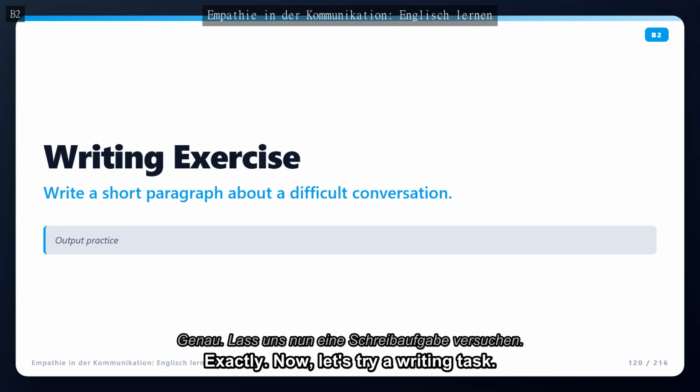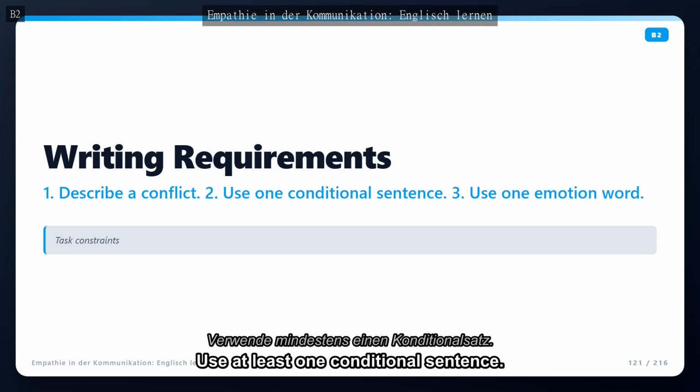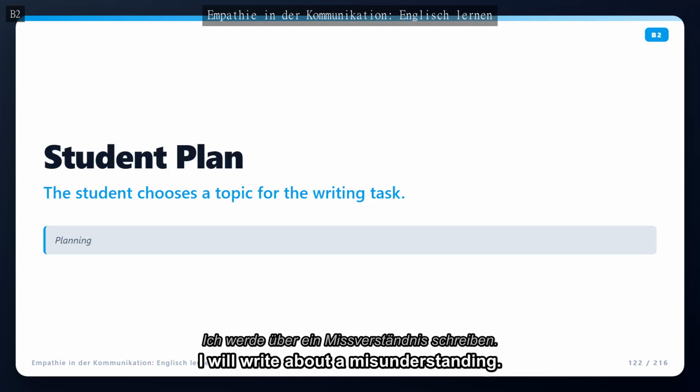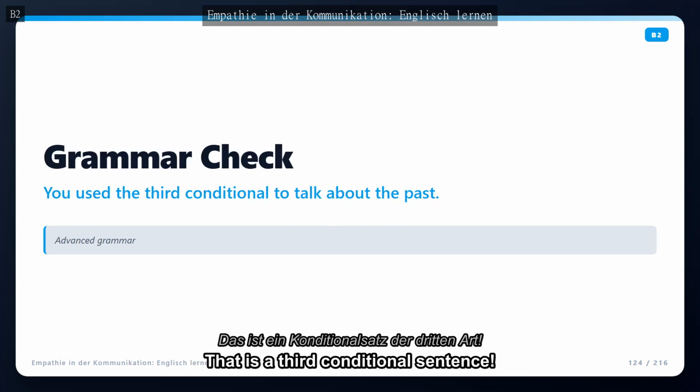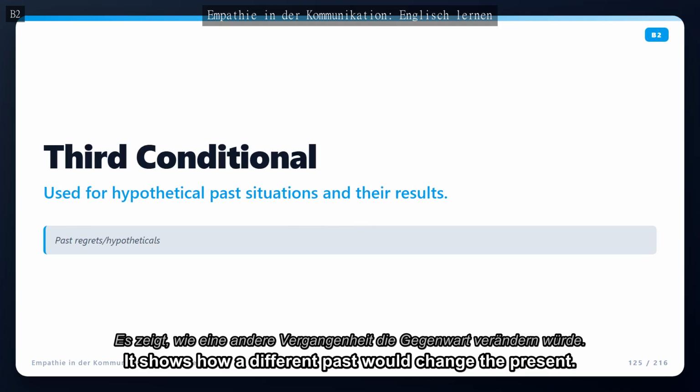Exactly. Now, let's try a writing task. Use at least one conditional sentence. I will write about a misunderstanding. If my friend had told me, I wouldn't be angry. That is a third conditional sentence. It shows how a different past would change the present.